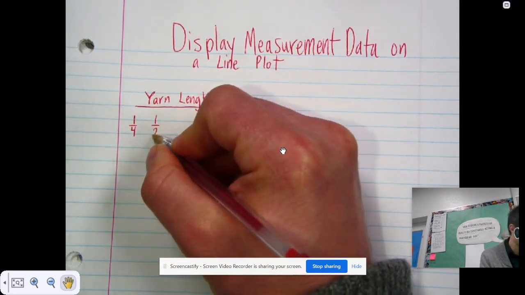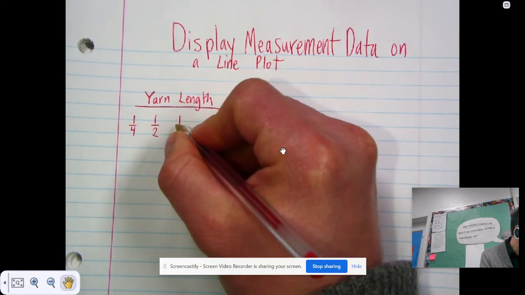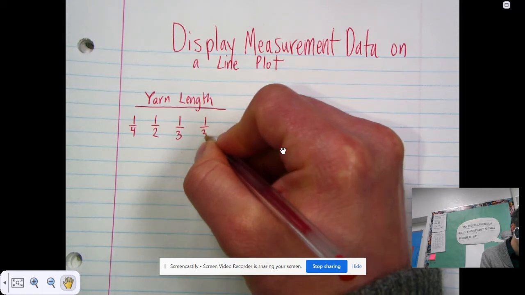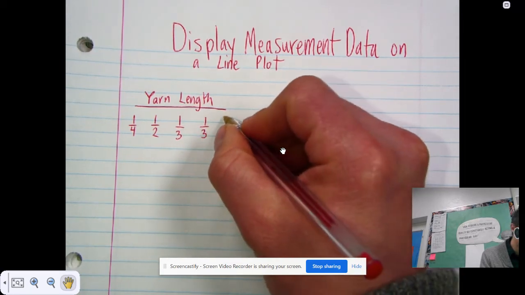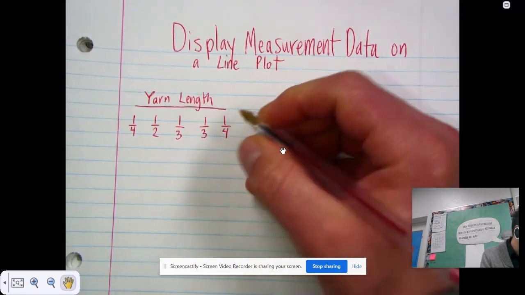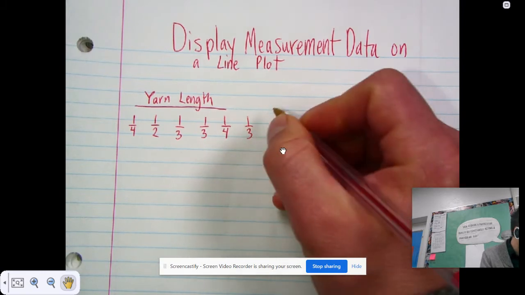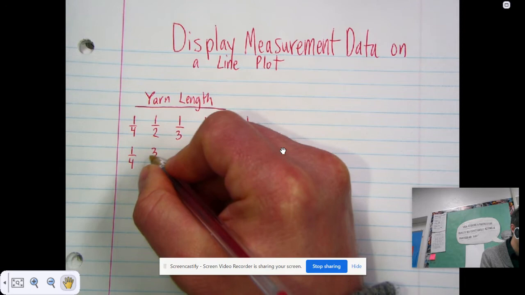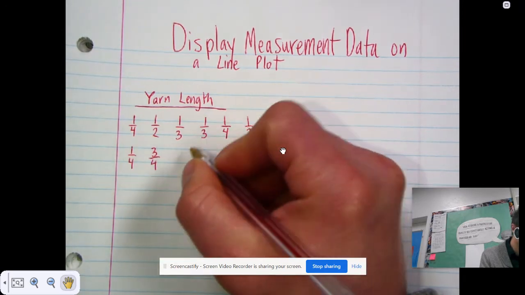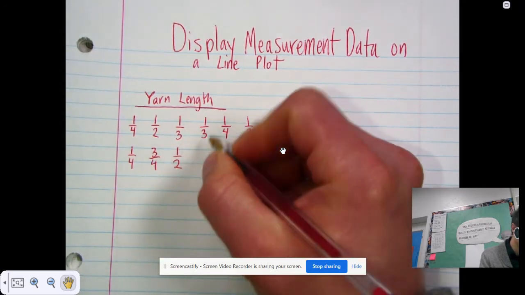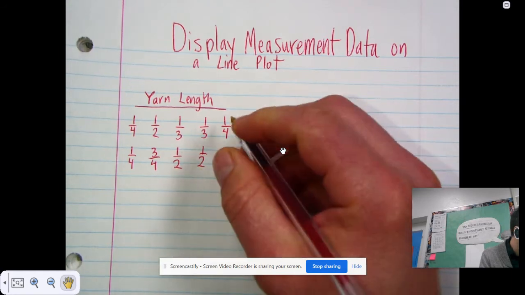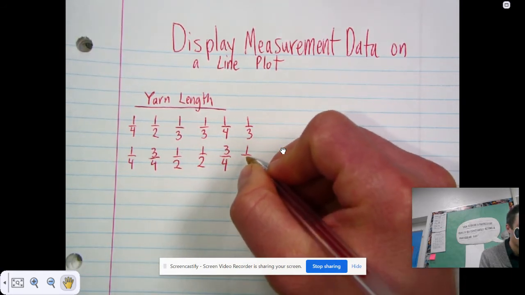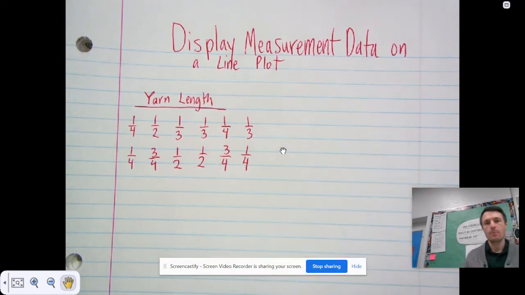We have another piece that's 1/2 of a foot long. We have another piece that's 1/3 of a foot long. Another piece that's 1/3 of a foot long. Then we have another piece that's 1/4 of a foot long. Another piece that's 1/3 of a foot long. Another piece that's 1/4 of a foot long. One piece that's 3/4 of a foot long. One piece that's 1/2 of a foot long. Another piece that's 1/2 of a foot long. Another piece that's 3/4 of a foot long, and another piece that's 1/4 of a foot long.